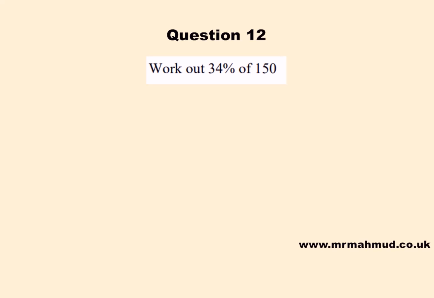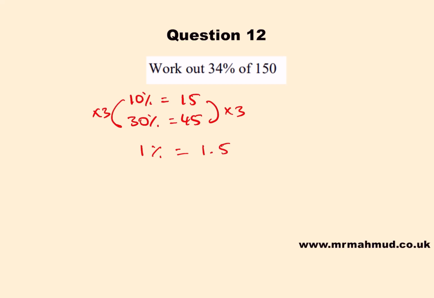Question 12, work out 34% of 150. Again, this could be a calculator question, and also it can be a non-calculator question as well. So we can work out 10%, which is divide by 10, 150 divided by 10, which is 15. 30% will be, so we have to times 15 by 3, gives us 45. Now we need to work out 4 more percent of 150, so 1% is divide 150 by 100, which gives me 1.5. So 4% will be times by 4, and 1.5 times by 4 is 6.